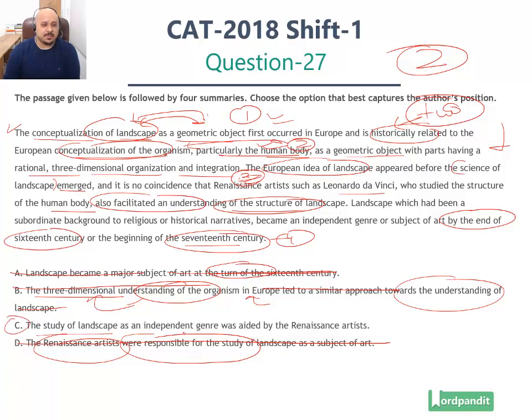That leaves us only with option number C here. The study of landscape as an independent genre was aided by Renaissance artists. Now the thing is, option number C does not violate the passage. It 100% agrees factually with the passage. It is derived from the paragraph itself. Does it cover all the 4 points that we had initially identified? Unfortunately, it does not. It's not a complete summary of the passage, it's a partial summary. But our problem here is 3 answer options are incorrect, 1 is partially correct. So which answer option do we pick? We pick the answer option which is partially correct in this case. Hence, we are forced to pick option number C here because we are not left with any other choice, and option number C is the correct answer here.